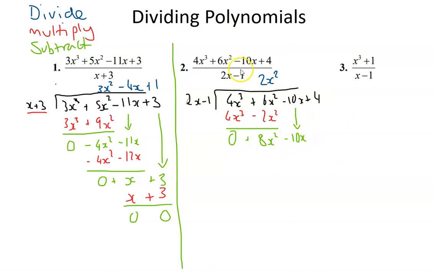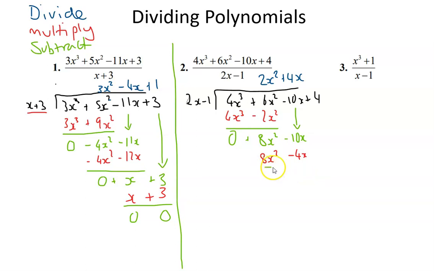Back to the top for a divide. So 8x squared divided by 2x. 8 over 2 is positive 4. X squared over x is x. I'm going to multiply that back. That's our next step. So 4x times 2x is indeed 8x squared. 4x times minus 1 is minus 4x.